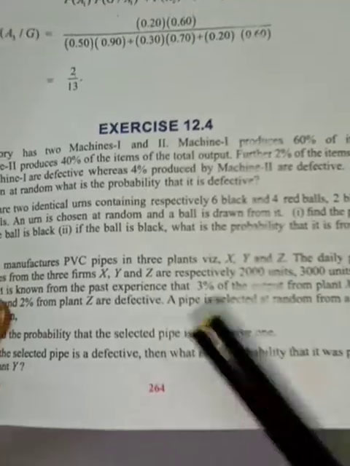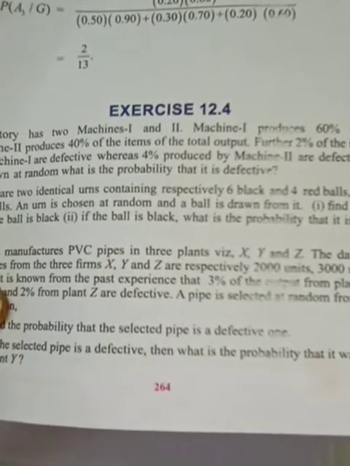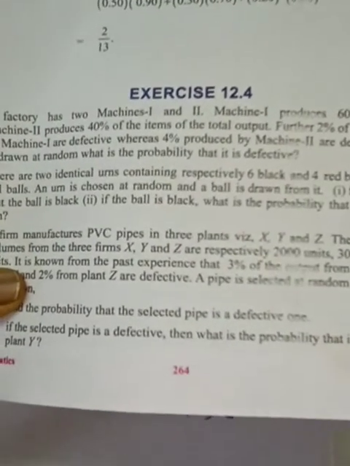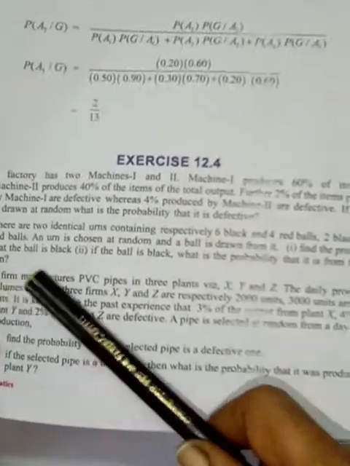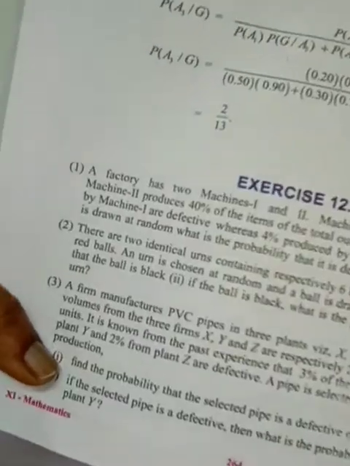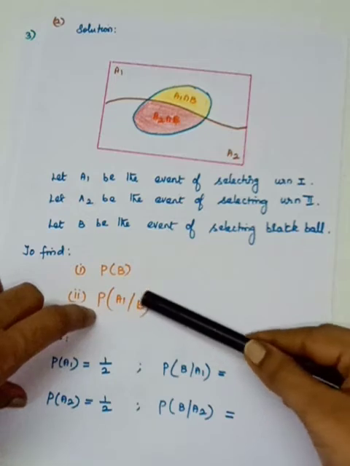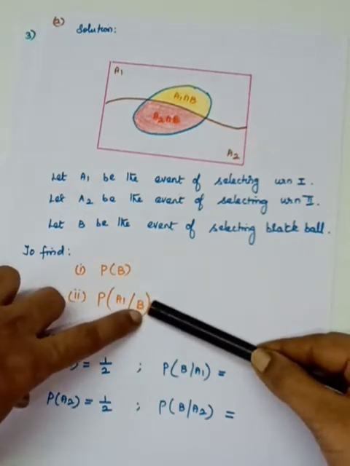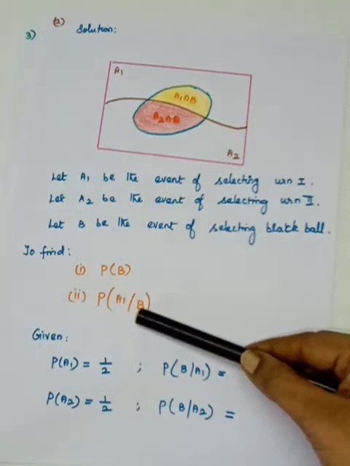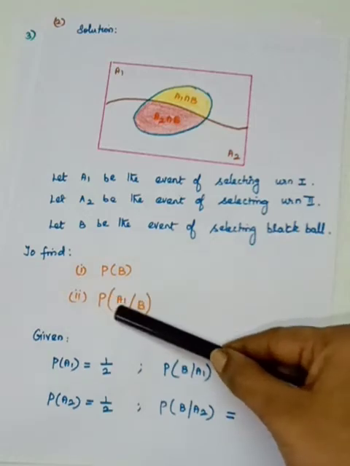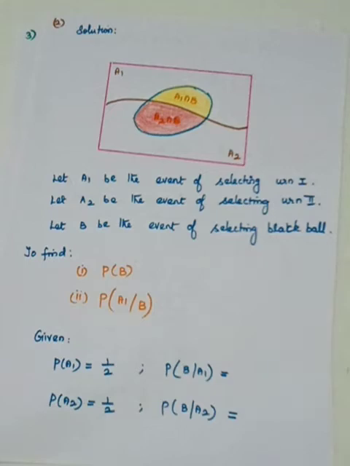Coming to the second subdivision, if the ball is black, so first one condition we have taken. If the ball is black, what is the probability that it is from the first urn? So the question is P of A1 by B. So the ball is black, so it has to be written in the denominator because this condition already happened. We have chosen that the ball is black and we are going to find the probability that it is from the first urn. The first urn event is A1. So we have to find P of A1 by B.